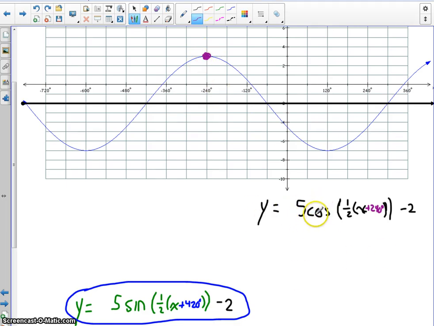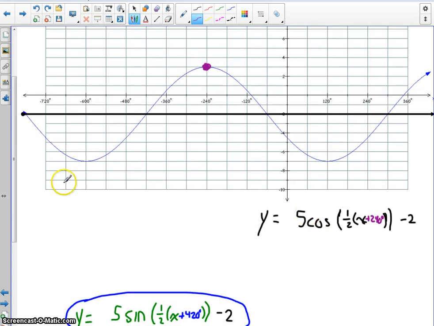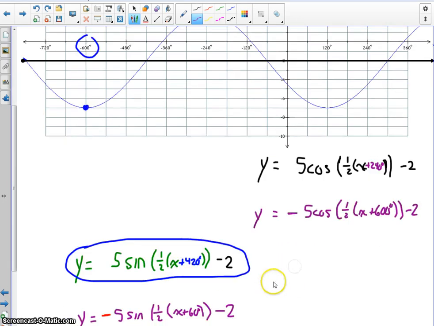So at this point I've answered the question, but let's again, for extra practice, see if we can get some other cosine equations as well. Let's say I want to start down here at a minimum instead. So if I do, now I'm starting at negative 600 degrees. So I still have 5 cos of a half. It's going to be x plus 600 minus 2. Because I start at my minimum though, this has been reflected. So I need to put that negative out in front to indicate the reflection.